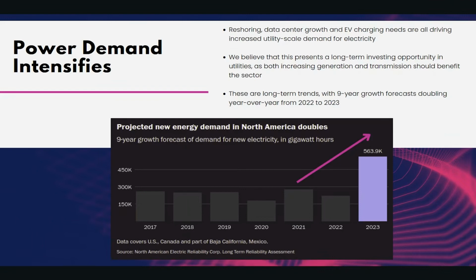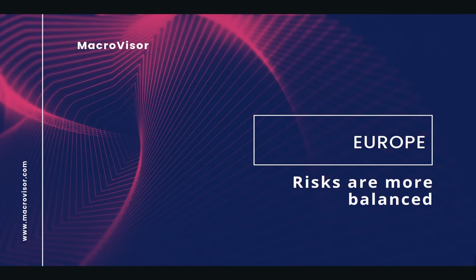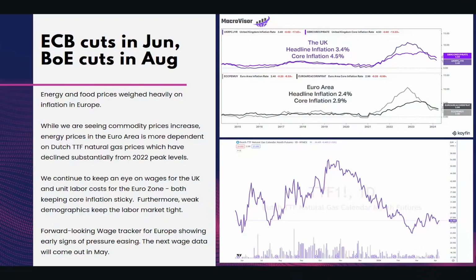pond to Europe. So the risks for Europe are actually far more balanced than in the US. Quite interesting. One would have never thought that Europe would actually be more balanced. So inflation has abated significantly in the euro area, and energy actually played a huge part in inflation. With energy prices coming down, we're seeing that drag on inflation, and we're seeing prices come down drastically.